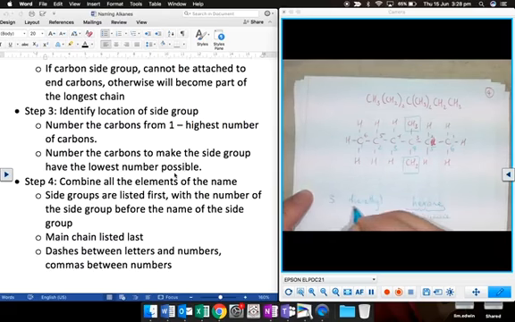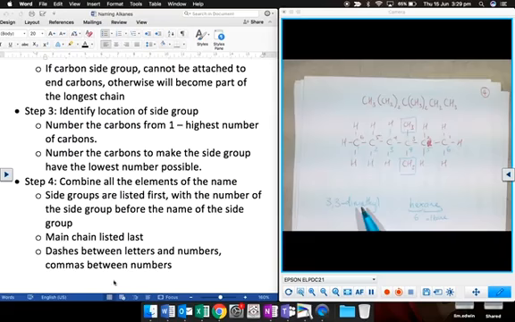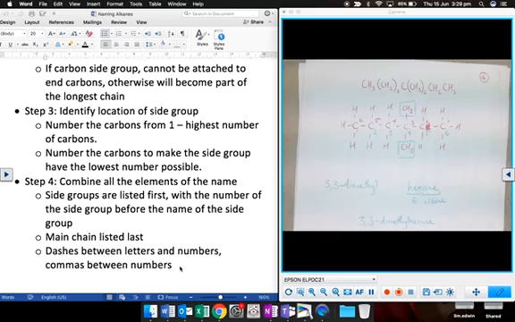Because there's 2 of them, we need to say that there are actually 2 methyl groups, and they are both on the 3 carbon. So this is 3, 3, and then you need to put a dash in between. Dashes between letters and numbers, commas between numbers. So 3, 3 dimethyl hexane. So the full name would be 3, 3 dimethyl hexane. Okay? So that's one more example.